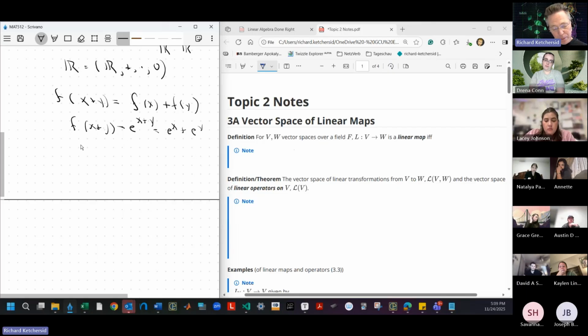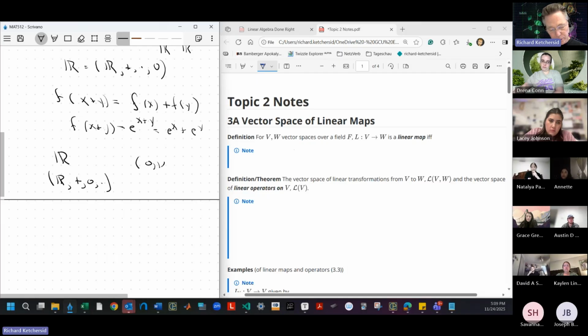Now this is tricky. Suppose I consider this, and I think one of you had this as an example. On one side I have R, still the reals, so the vector space is the reals with plus and 0, and the scalar multiplication is the usual scalar multiplication. On the other side, I have the interval 0 to infinity, which I'll call R plus. So now my vector space is R plus, the positive reals, not including 0.